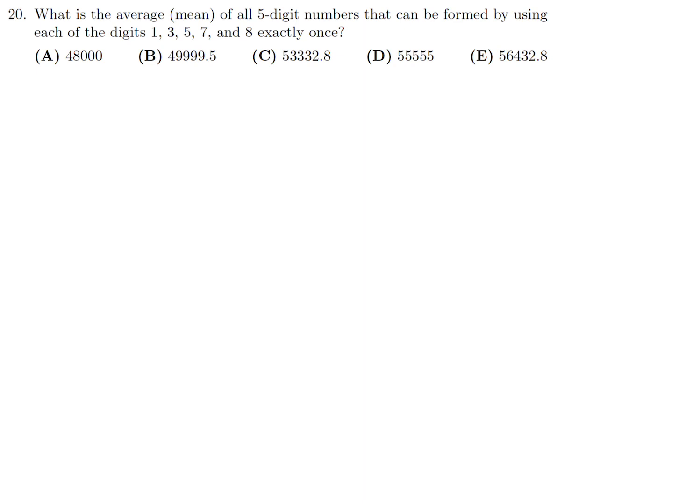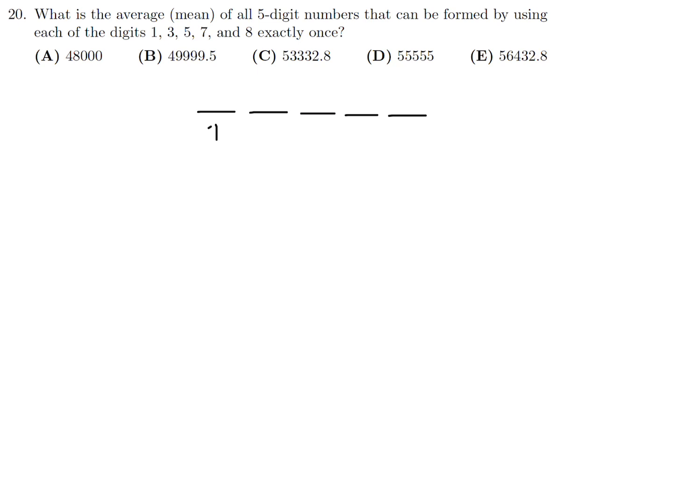What is the average mean of all 5-digit numbers that can be formed by using each of the digits 1, 3, 5, 7, and 8 exactly once? So I'm obviously not going to write all of them out because we got a 5-digit number, right? And we can use these digits.